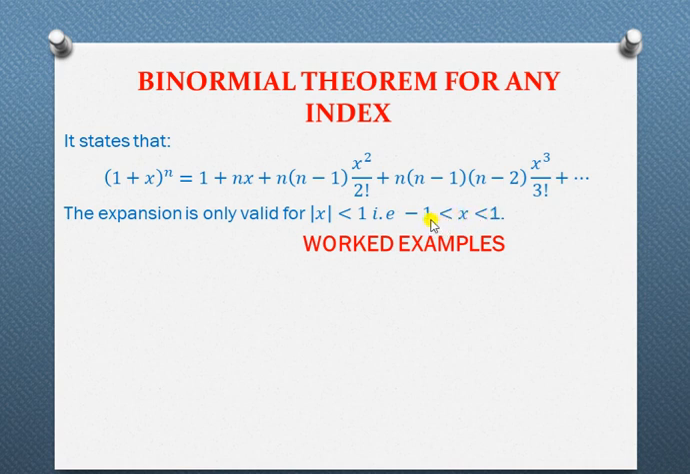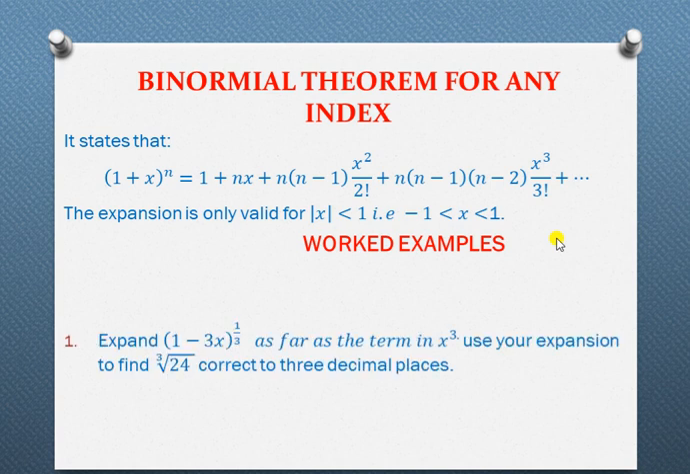Now, writing −1 < x < 1 can also be written as the magnitude of x less than 1, |x| < 1. And remember, when we say −1 is less than x and x is less than 1, it means x is between −1 and 1. So let's look at some examples.